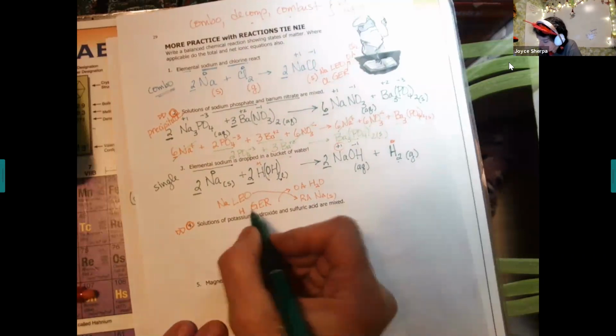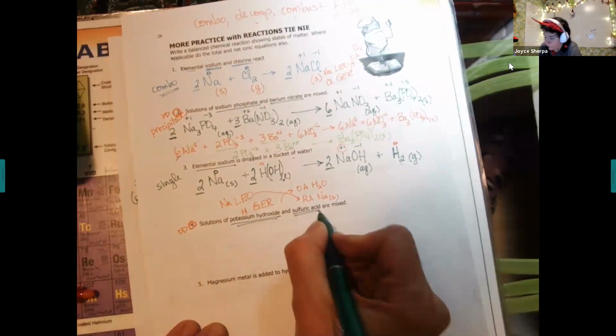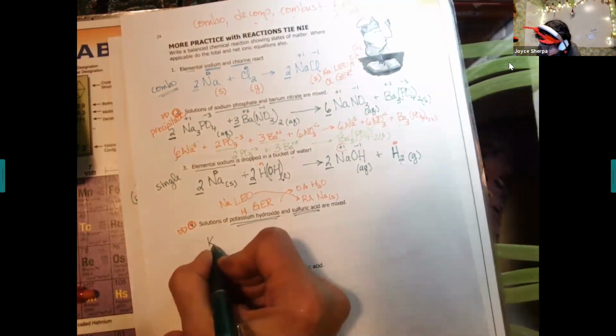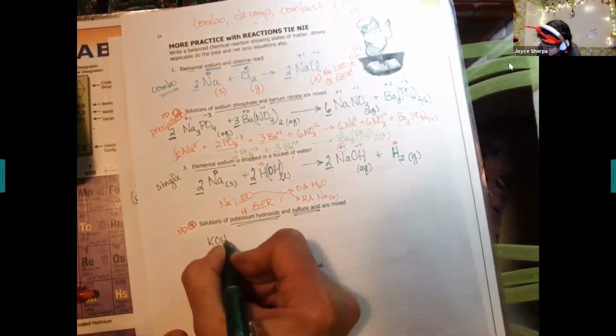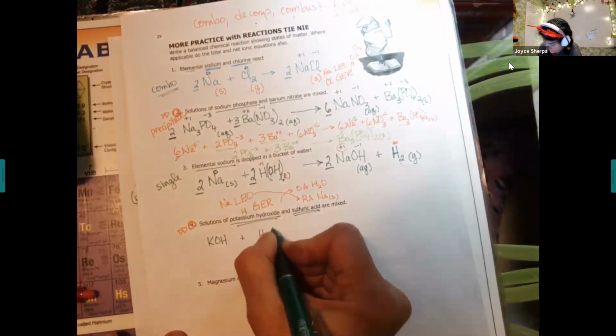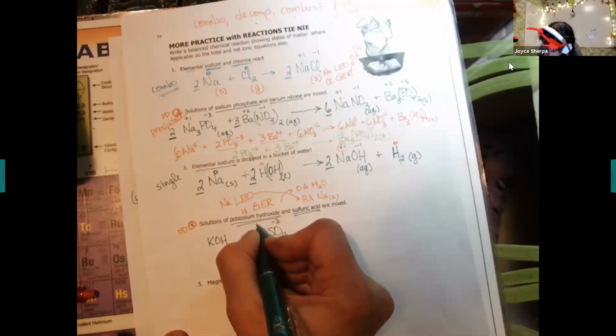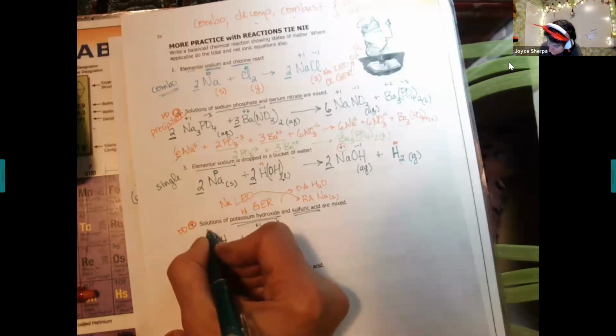All right. Solutions of potassium hydroxide and sulfuric acid. So potassium hydroxide is KOH. Sulfuric acid is H2SO4. And so sulfate's a -2. That's why we have 2 hydrogens. And potassium's a +1 also, hydroxide's a -1. So we have KOH and H2SO4.